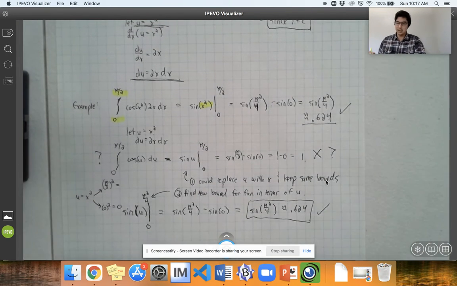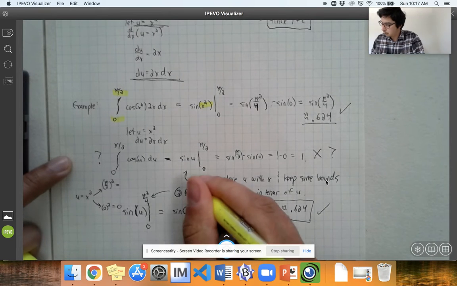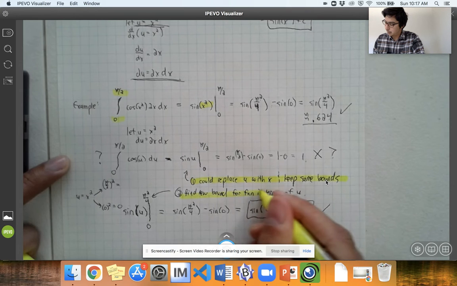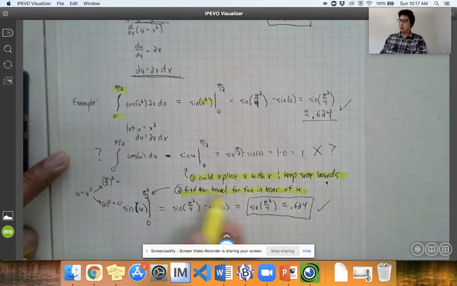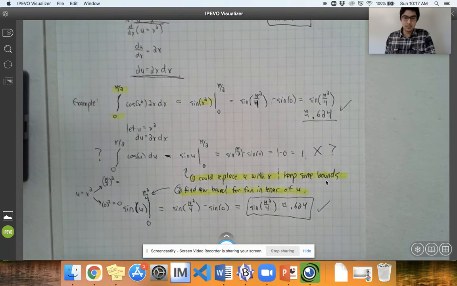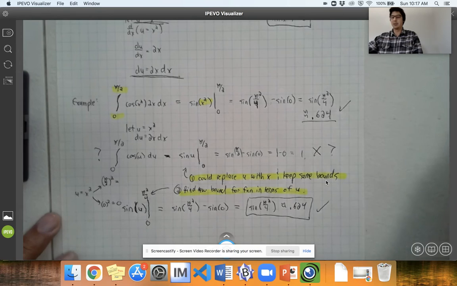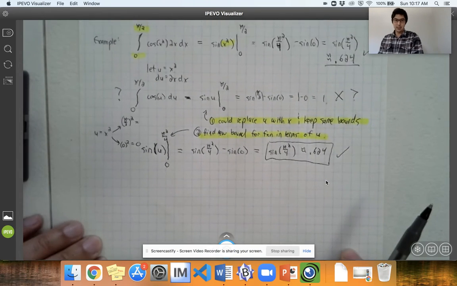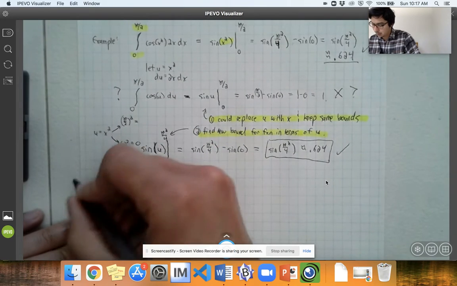So those are the two techniques, and we'll look at one or two more so you can see this. You can either replace u with x and keep the same bounds, or find new bounds for your function in terms of u. Okay. So let's look at maybe two more examples.